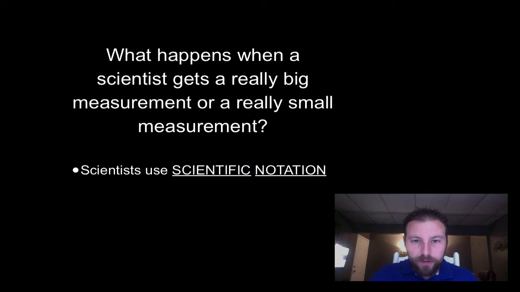To the prologue for Earth Science. Last time we met, we were talking about observation and inference. Now, moving a little bit forward, we're talking about what happens when we use instruments or make measurements and we have massive numbers, such as the speed of light, which is 300 million meters per second. So we're talking about really massive numbers here, or the exact opposite, really small numbers. In those situations, scientists use what we call scientific notation.